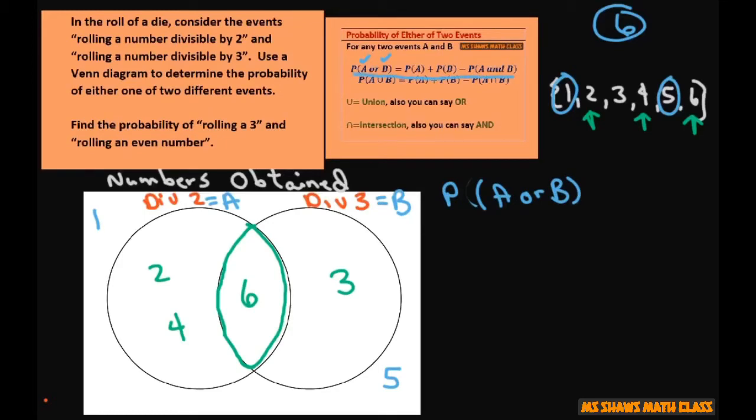Before we continue on, remember that union, you could also write it as a union sign. That means or. An intersection sign, that means you can say and. So when you're saying or, that means the union. So let's do the problem.